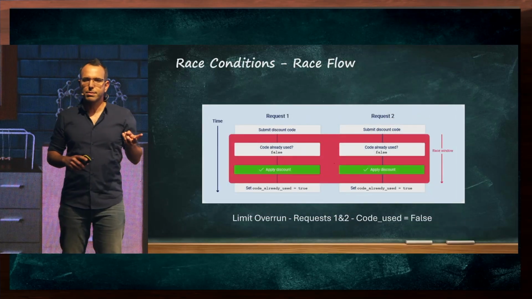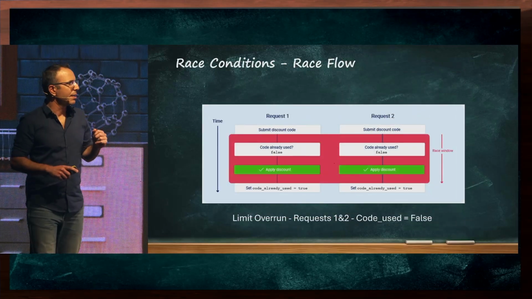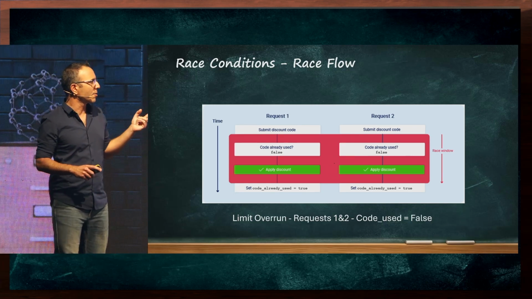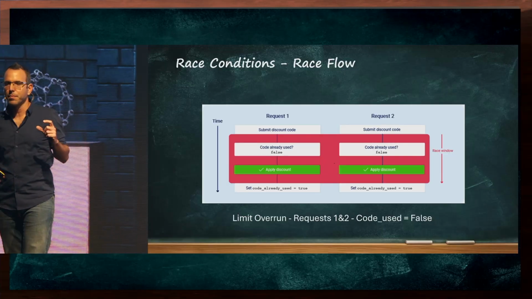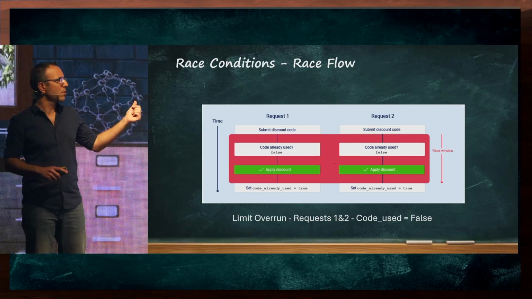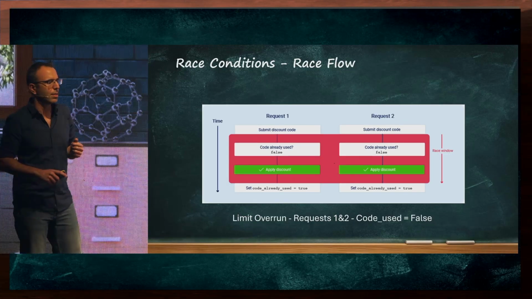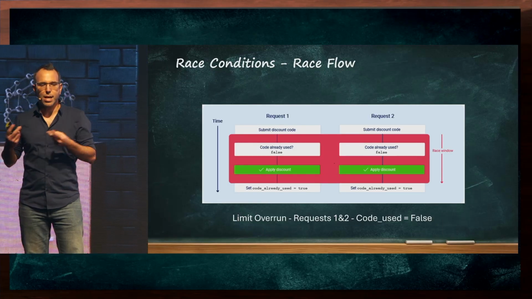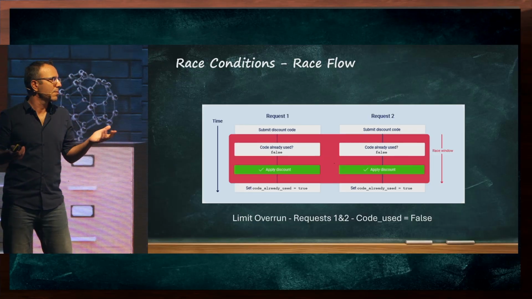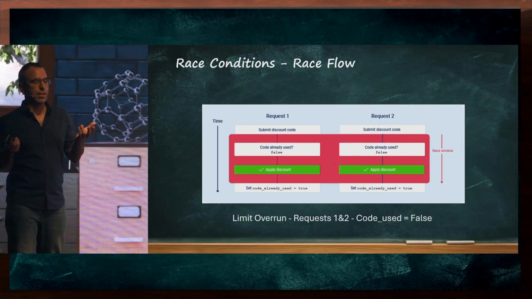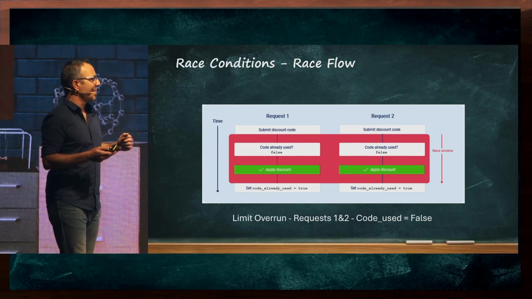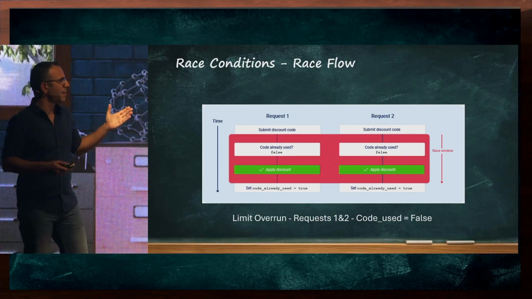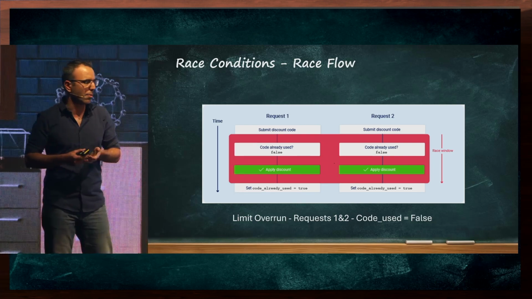Let's look at the same requests in the race flow. In the race flow, both of the requests arrive at the same time. And because of concurrency, they are processed at the same time. In this time window, the code used variable is not set yet, leading to both of the requests being accepted and the discount applied twice. This is the race condition. The time between the check and the update is called the race window. In this window, we can exploit this issue.